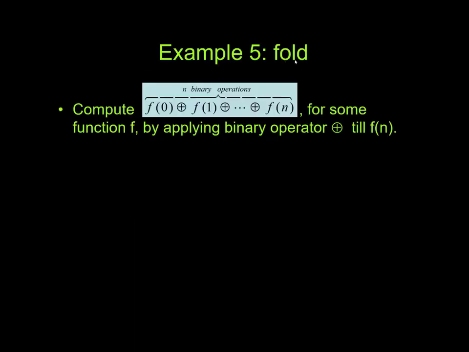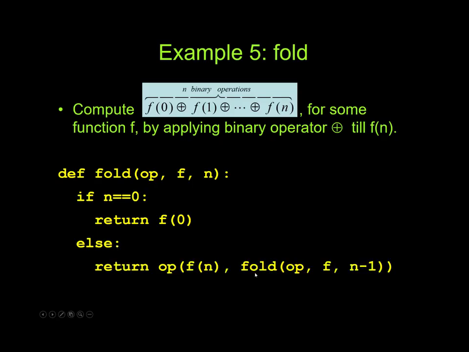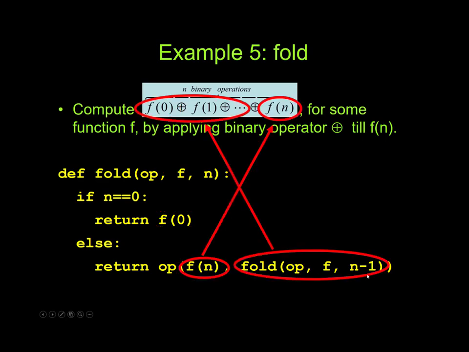Example 5. The fold function. It computes f0 all the way until fn for some function f by applying a binary operator plus circle till fn. Here it is, define fold for operator, function, until n. If n equals 0, you return f0. Otherwise, you return the operator applying on the function fn and the fold of f till n minus 1 under the operator. So here is f0, function fn is here, and the fold of the front part is here, and then the operator here.